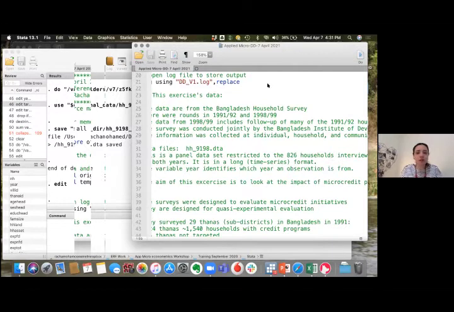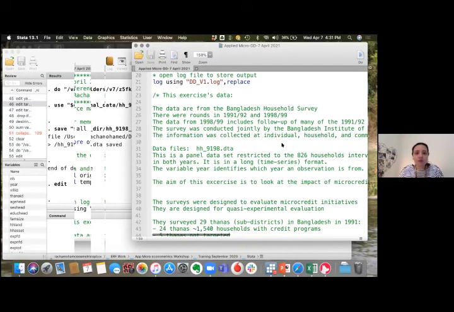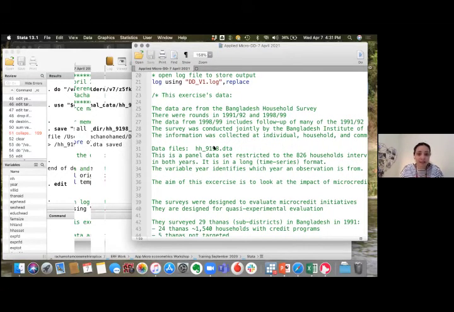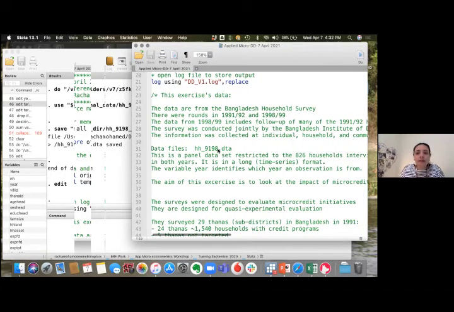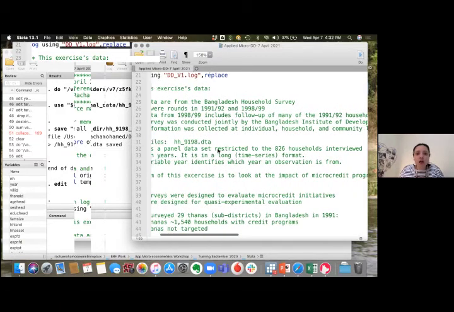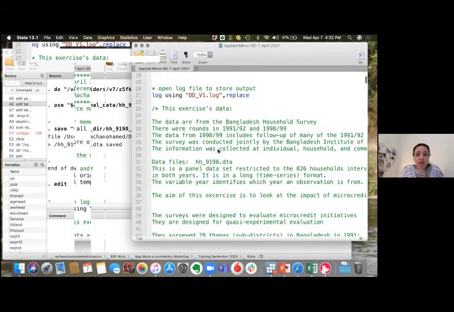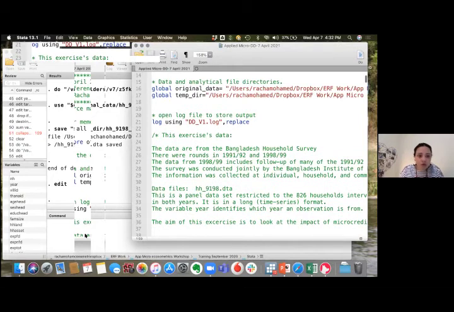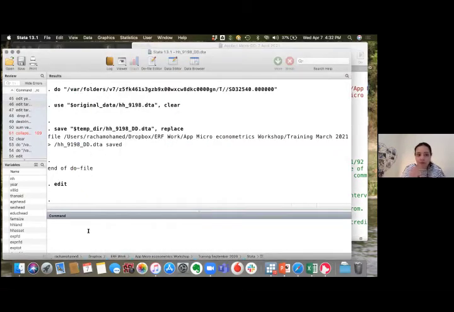Sounds 91, 92, and 98, 99. And the data we'll use, the data file, is a panel data 91, 98 household. This data set collects a lot of information about individuals, household characteristics, and the community levels. We have 826 households.